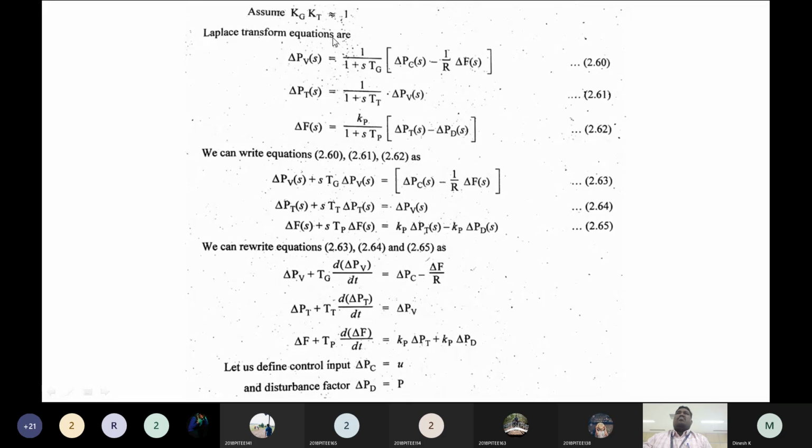So I am applying a Laplace transform for your turbine generator: del PV of S is 1 by STG, del PC of S minus 1 by R del F of S, and del PT of S is 1 by 1 plus STG del PV of S. Similarly, for the load frequency, del F of S is KP by 1 plus STP, del PT of S minus del PD of S. So we can rewrite the equations 60, 61, 62 as S into TG del PV of S, just multiplying, equals del PC of S minus 1 by R del F of S.